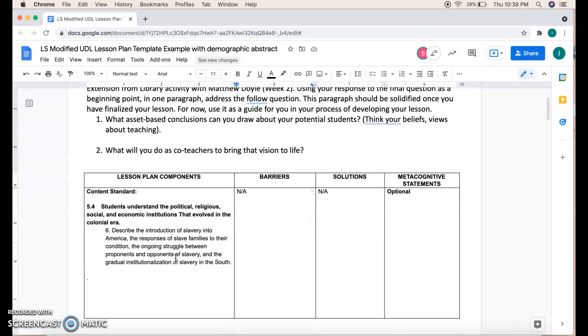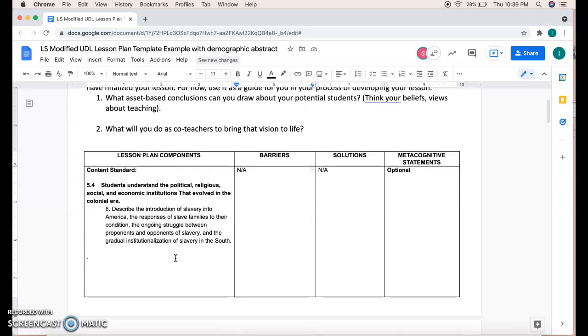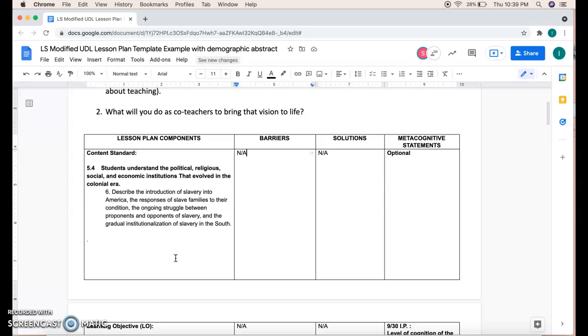To begin, we will introduce our content standard. Our content standard for this lesson plan is Grade 5 Standard 4. Students understand the political, religious, social, and economic institutions that evolved in the colonial era.